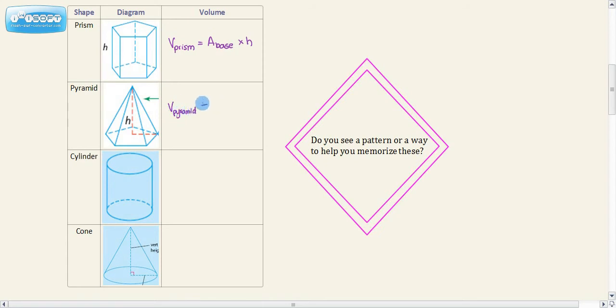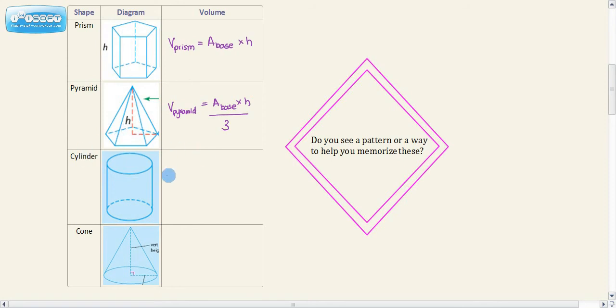The volume of a pyramid, we had said, is the area of the base times the height again. The height, though, is the perpendicular distance from the base to the apex in a pyramid. And in that case, we had to actually divide it by 3 because a pyramid was 1/3 of the volume of a prism with the same base.